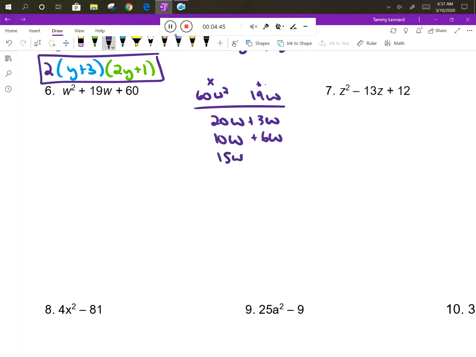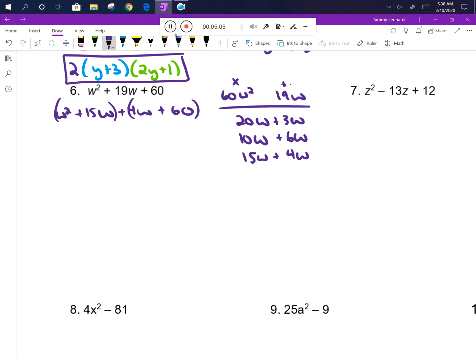So let's try 15. Well, 15w times 4w would give us 60w squared, and they add to 19w. So that's the split of the middle term. So we've got w squared plus 15w plus 4w plus 60, and we can create that sum of two binomials. So looking at w squared and 15w, they have w in common. We would need to multiply the top one by w and the bottom one by 15. So that leaves w times w plus 15.